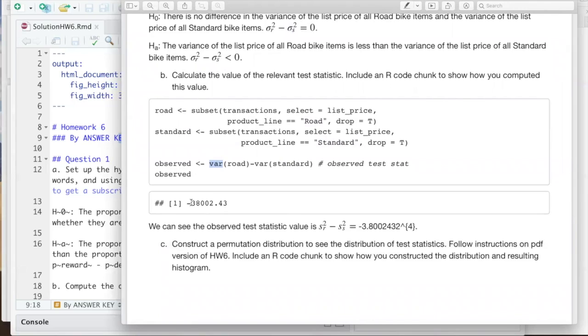And we get a large negative value. So it's important to note that, first of all, our alternative hypothesis was less than, so we have a one-tailed test. The observed statistic is negative, so for the p-value we're going to look for things that are as or even more negative than the observed difference that we have right here.